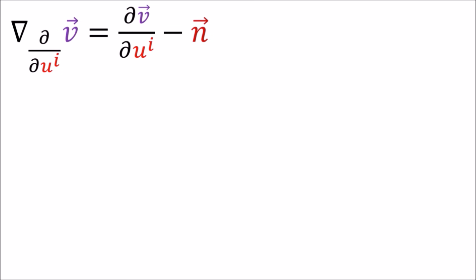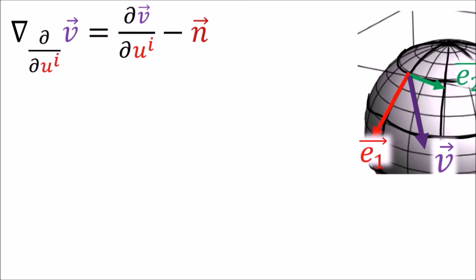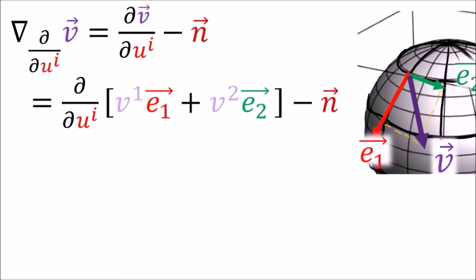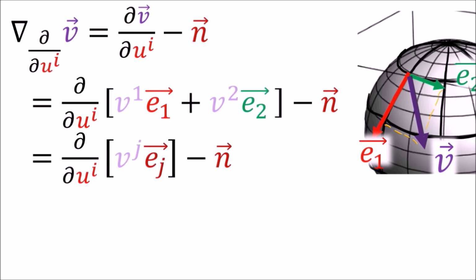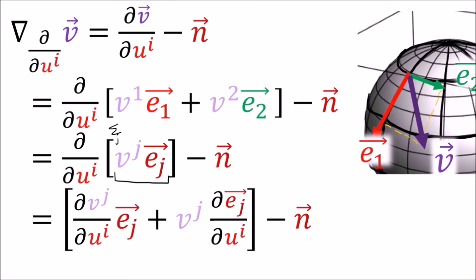Now, since the v vectors are always tangent to the sphere, we can always expand them as a linear combination of the E1 and E2 basis tangent vectors with these components. And we can rewrite this linear combination using Einstein notation and a summation over j like this. Now remember that we're taking the derivative of a product here, so we need to use product rule. So this derivative becomes two terms, one where we differentiate the vector field components, and one where we differentiate the basis vectors.